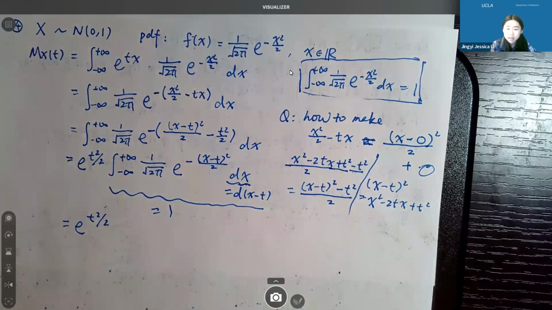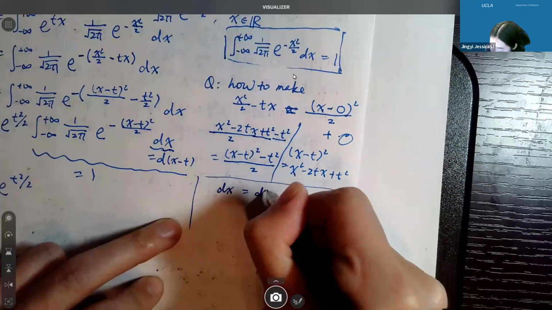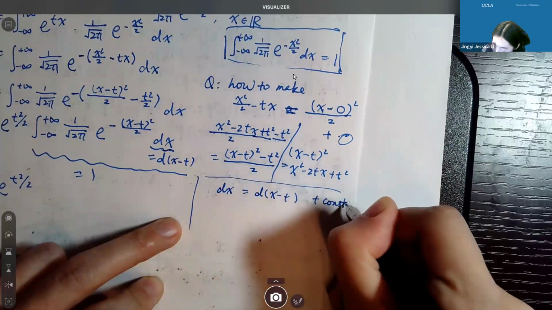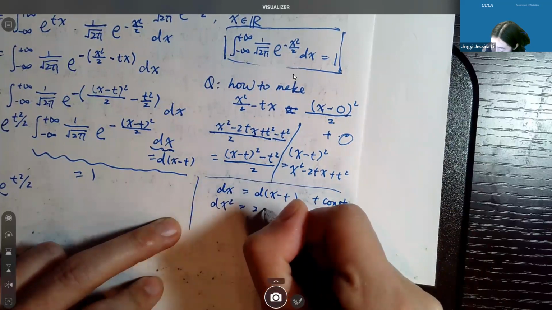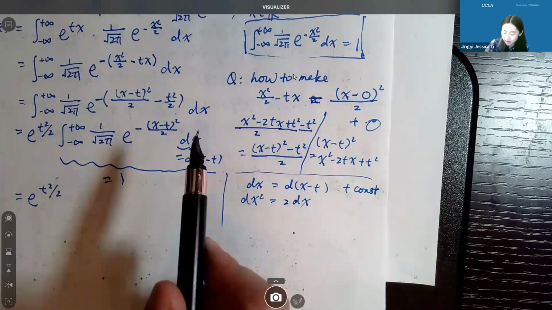How do we know that dx equals d(x minus t)? This is a fact in calculus. Because you are just shifting, x is the variable you want to integrate, and you're shifting it by just a constant t. So when you do the differentiation, it's the same. I don't know if this is a good explanation, but I'm just trying to add more. We also know d(x squared) is 2x dx, something like that. But if you don't want to look at this perspective, it's still okay.